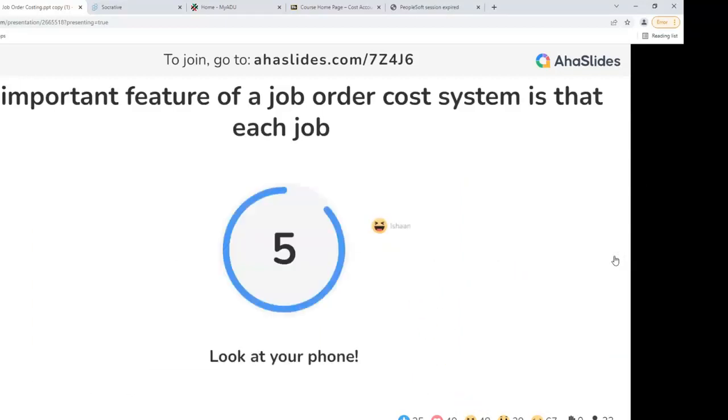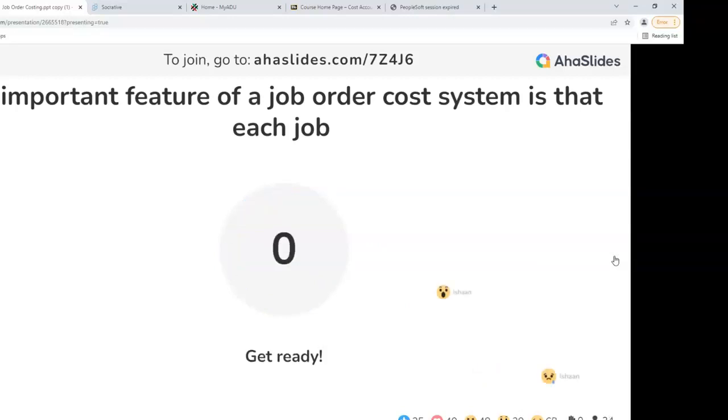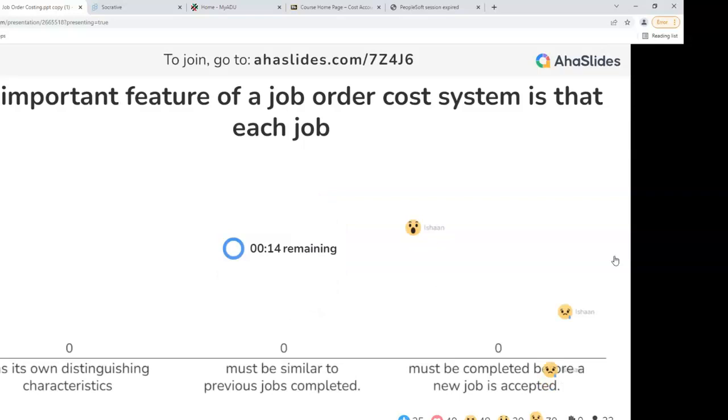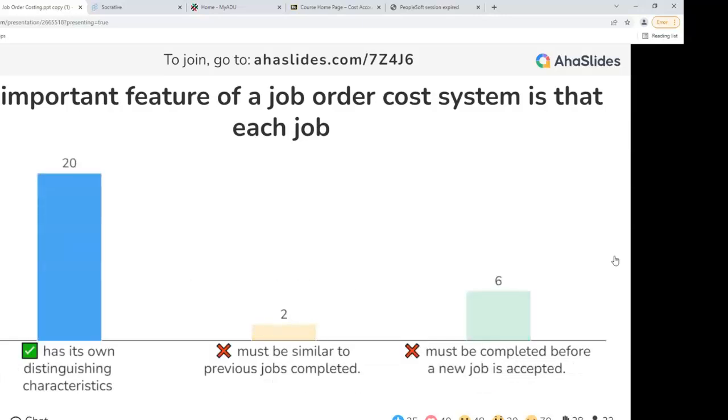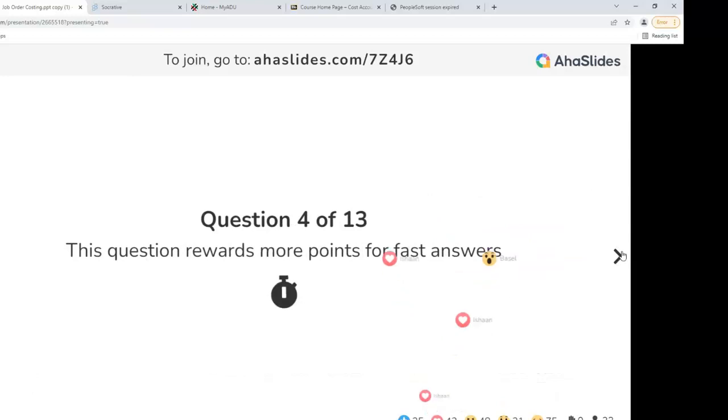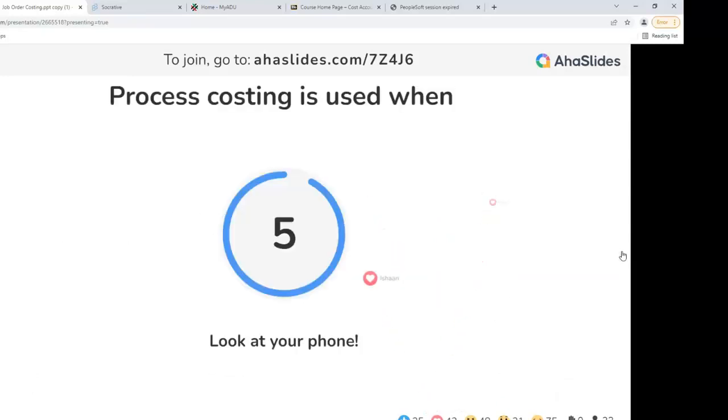Question 3. An important feature of a job order cost system is that each job has its own distinguishing characteristics. Each job must be similar to the previous one, or must be completed before the new job is started. Yeah, 20 of you got that right. 6. Gotta go back to read this again. I'm recording this, so we'll make sure you go over that again.